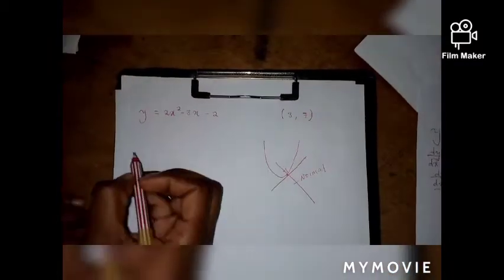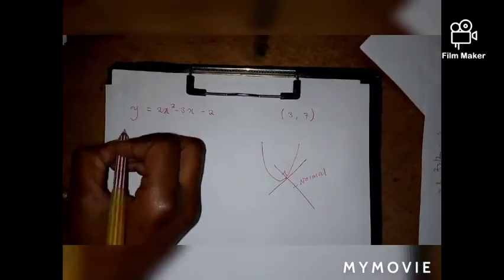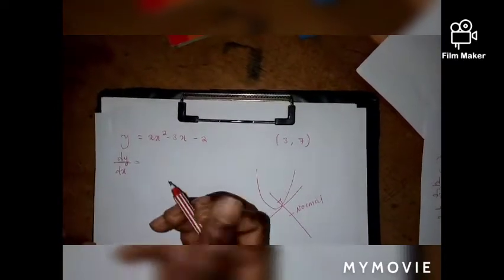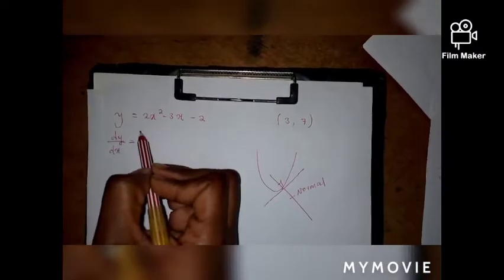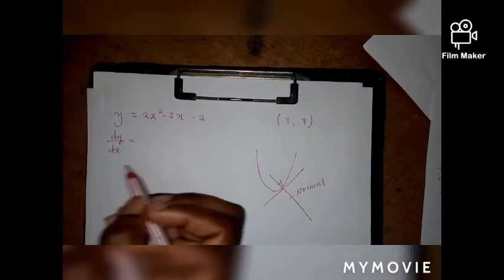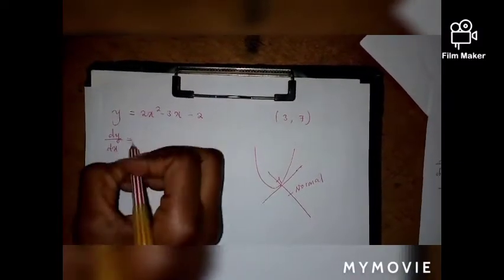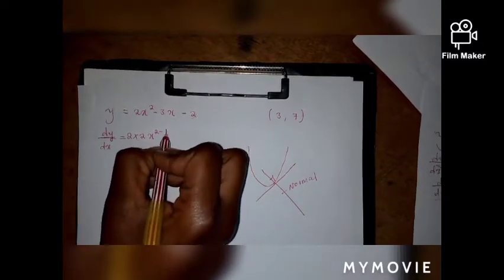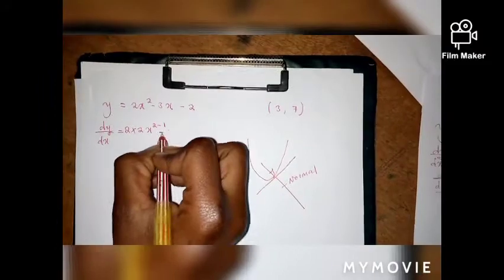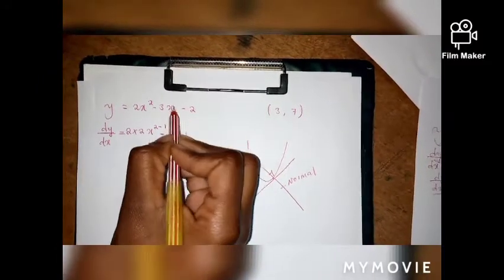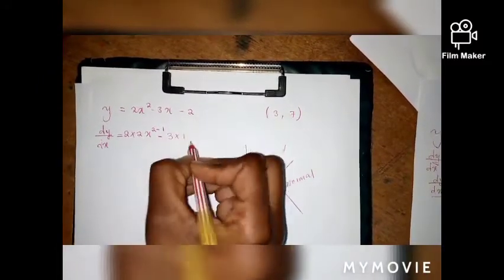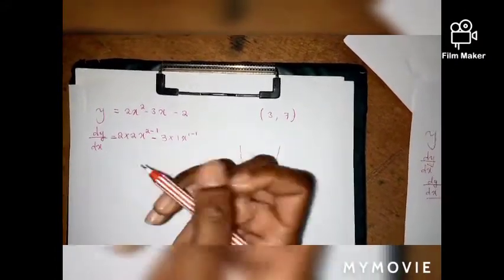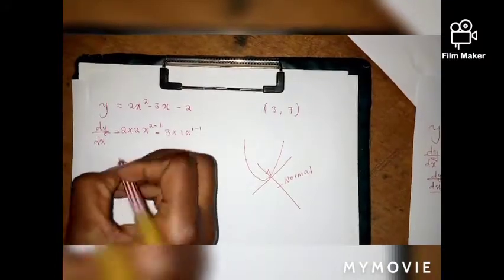So firstly, our first step will be to differentiate this equation, which will be dy over dx. In this case, we're using the power rule, which says that the power has to multiply with the base, and then the power has to reduce by 1. So it will be 2 by 2, x to the power 2 minus 1, minus 3 by 1, insinuating that x is to the power 1, so x to the power 1 minus 1. When you differentiate a constant, it always gives 0, so it should not be included here.